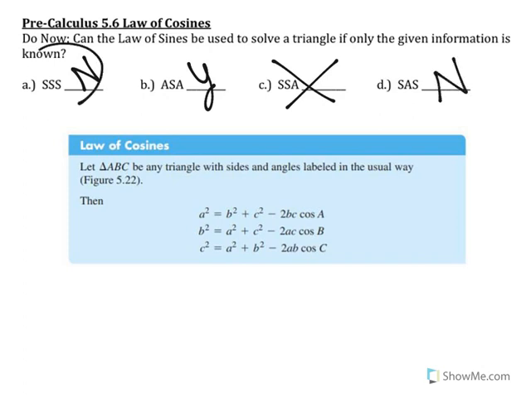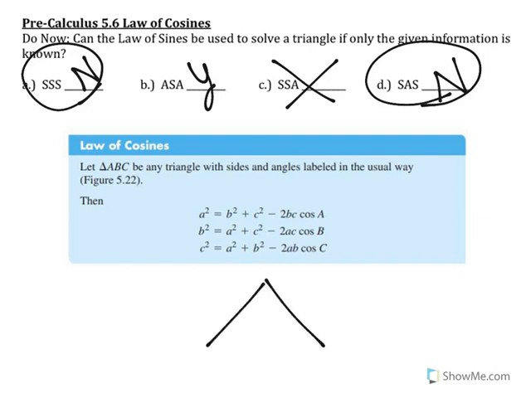So for those cases where we cannot use law of sines, what do we use? And this is where we're going to use law of cosines. Okay? And what does law of cosines say? Now, if you notice, it looks a lot like Pythagorean theorem, and this is actually law of cosines where Pythagorean theorem comes from. It says, let triangle ABC be any triangle with sides and angles labeled in the usual way.